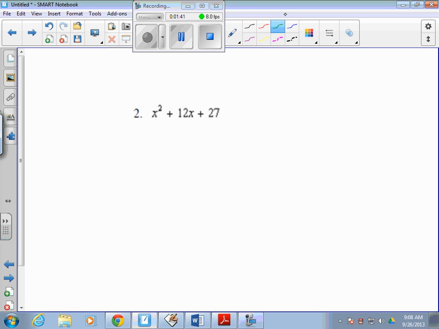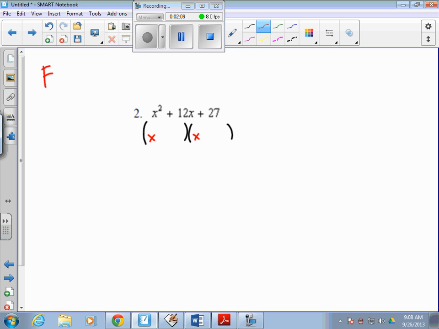Number 2, it says x squared plus 12x plus 27. Now, this one is not as simple as the last one. What you do is you set up 2 sets of parentheses underneath it. And then you have to work FOIL backwards. The F stands for first. So what 2 first numbers do you multiply by to get x squared? The only 2 that work are x times x.